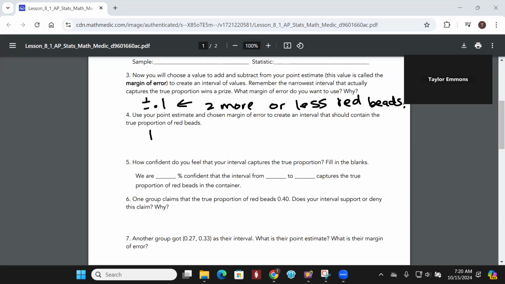Okay. We're going to use our point estimate and chosen margin of error to create an interval. So 0.35 plus 0.1 would be what? Okay, so 0.35 plus 0.1 would be 0.45. And 0.35 minus 0.1 is going to give us 0.25. So our interval is going to be between 0.25 and 0.45.